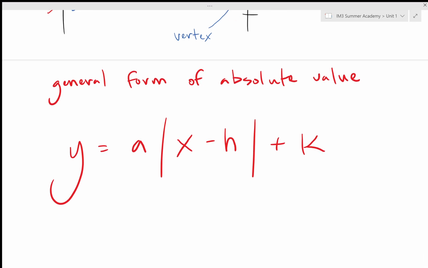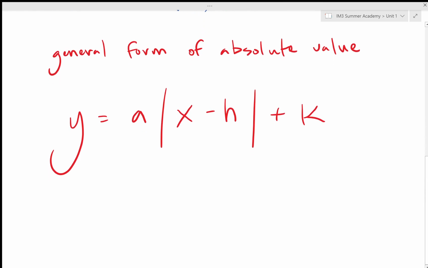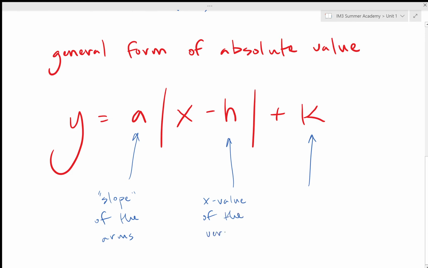Now we've seen the y and the x before, but now we're introduced to some new letters. We've got a, we've got h, and we've got k. A is going to represent, and I'm putting it in quotes here, the slope of the arms. H and K make up the vertex. Now H is going to be the x value of the vertex. Meaning that K is going to be the y value of the vertex.